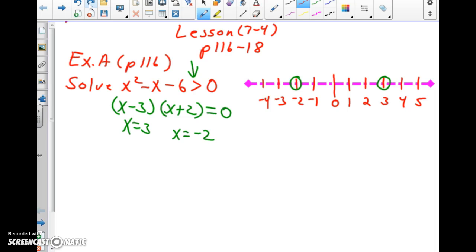Okay, now here's what you do next. You're going to go to the -2, and you have to pick a number either to the right or to the left of the -2. Okay, so I'm going to tell you right now, first period, here's what they chose. They chose, let's pick -1. But no, -1's to the right of -2. What you're going to do is you're going to take -1 and put it into the original equation. Okay?